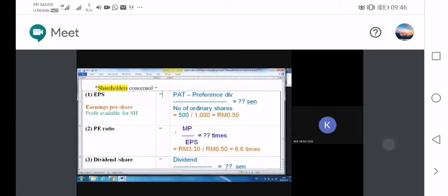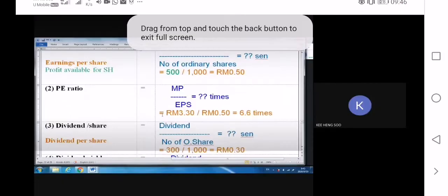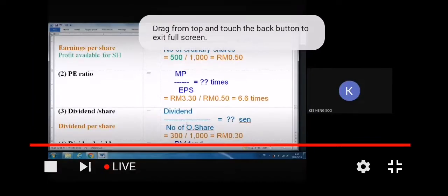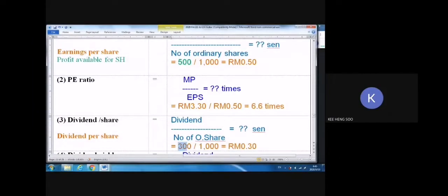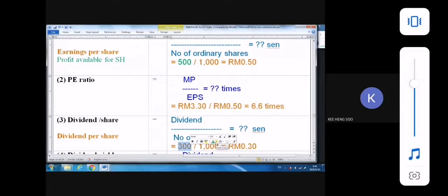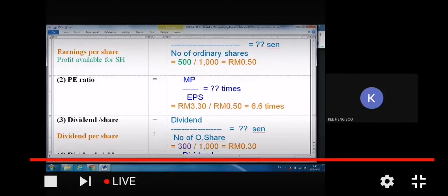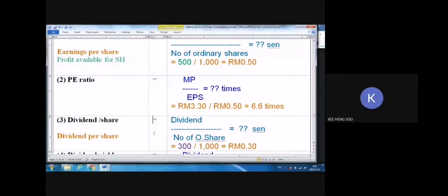So dividend per share means the amount of dividend paid. Instead of 500, you may pay only 300. So 300 divided by 1 million, it shows that your dividend per share is only 30 cents.